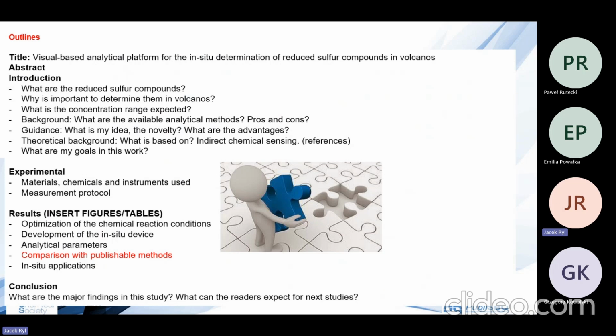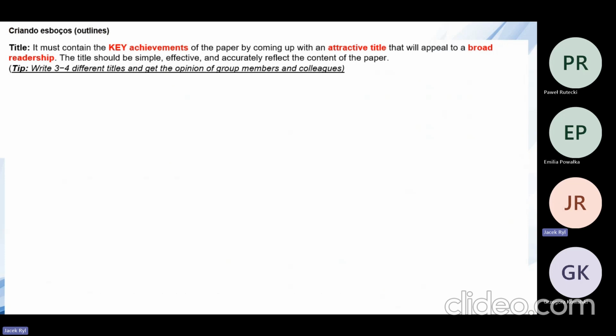This is not only for new analytical methods, but for all work that you have developed in different areas. And the conclusion: what are the major findings in this study? What can the readers expect for the next study? So perspectives, trends regarding that topic. So this is a short exercise that I'll show you regarding these outlines.